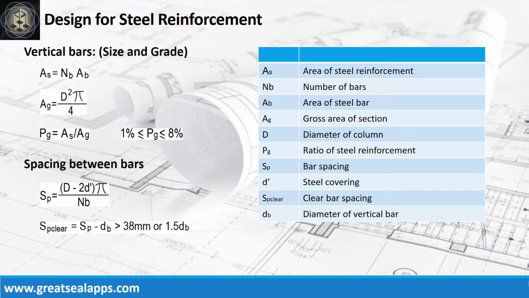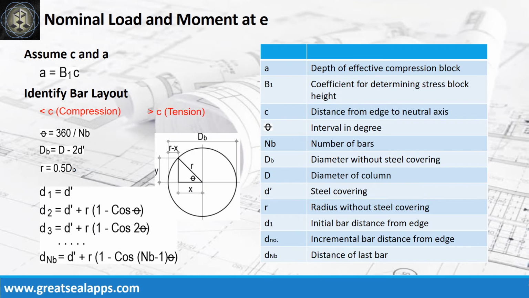Solve the area of steel from the number of bars and area of bar. Get the gross area of section to get the steel ratio that should fall between 1% to 8%. Then get the spacing between bars and check clear spacing between bars.